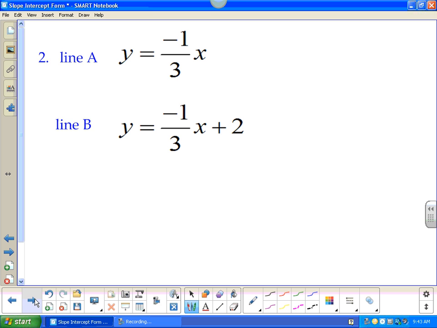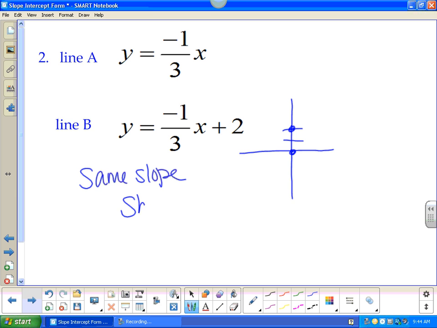Number 2, how is line A different than line B? Well, they have the same slope. So the difference must be in their y-intercept. So what's the y-intercept of line A? And the answer there is 0. And what's the y-intercept of line B? And the answer there is a 2. So if my first line's here for the y-intercept and my second line's here, then the graph is going to shift up 2 from 0 to 2.